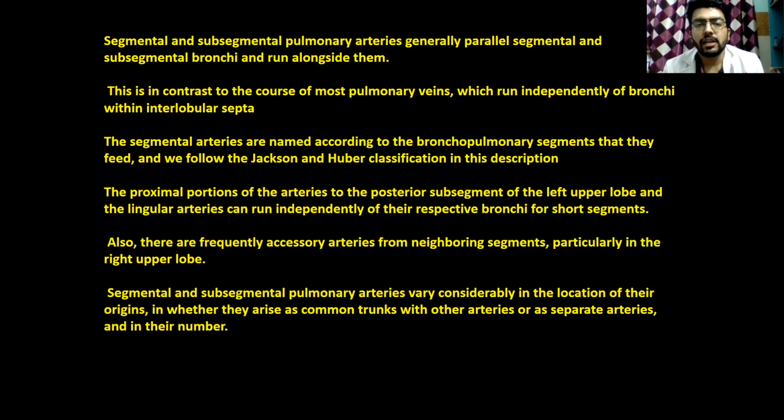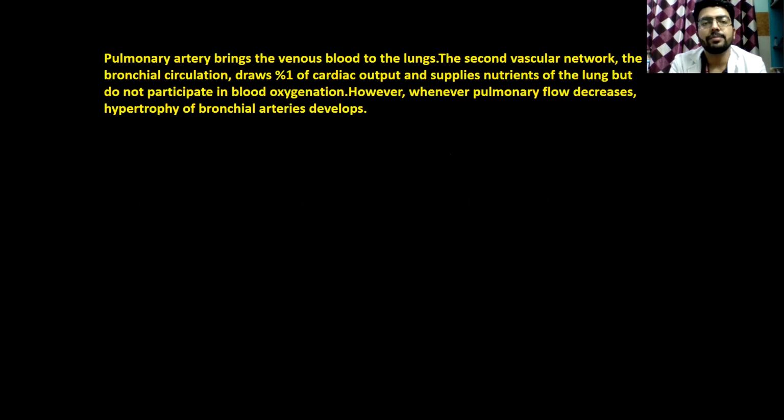The segmental arteries are named according to the bronchopulmonary segments that they feed, and we follow the Jackson and Huber classification in this description. The proximal portion of the arteries to the posterior subsegment of the left upper lobe and lingular arteries can run independently of their respective bronchi for short segments. Also, there are frequently accessory arteries from neighboring segments, particularly in the right upper lobe. Segmental and subsegmental pulmonary arteries vary considerably in the location of their origin, in whether they arise as common trunks with other arteries or as separate arteries, and in number.